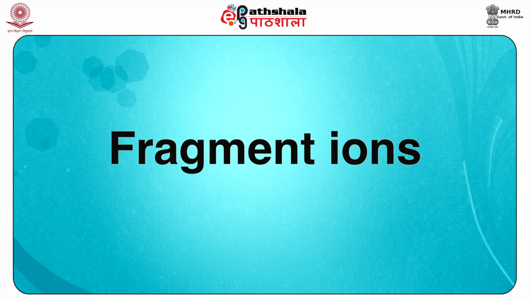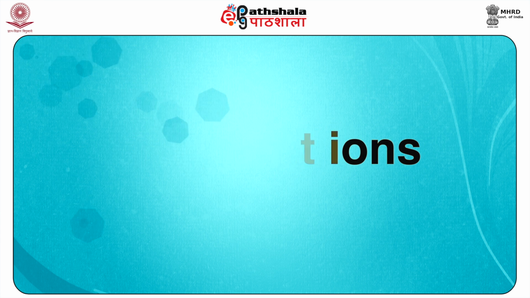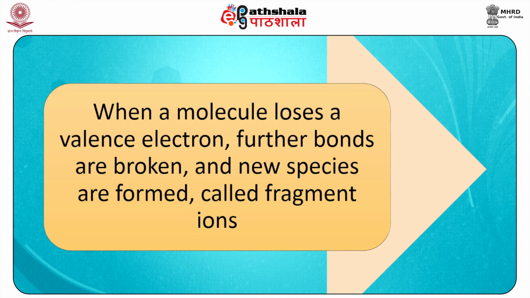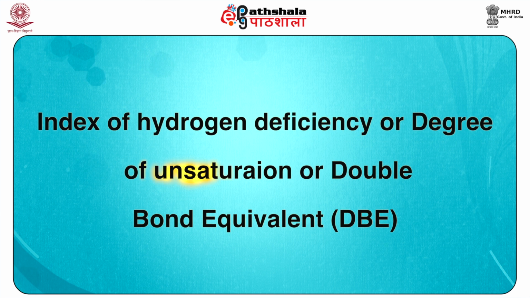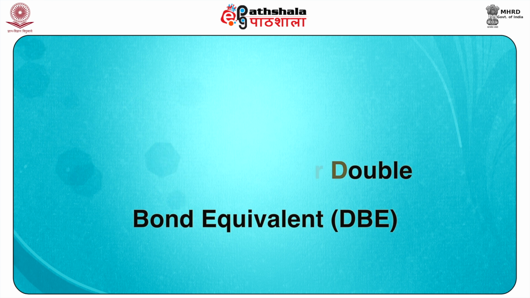Now what are fragment ions? The next definition. When a molecule loses a valence electron, further bonds are broken and new species are formed, and they are called fragment ions. Now let us come to the study of index of hydrogen deficiency, also known as degree of unsaturation, or also known as double bond equivalents.